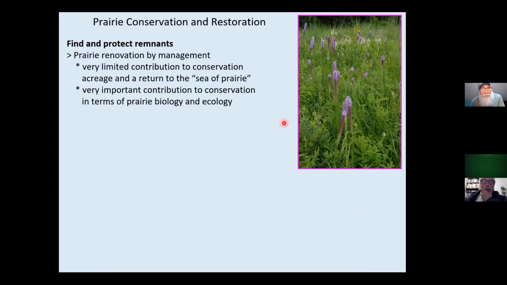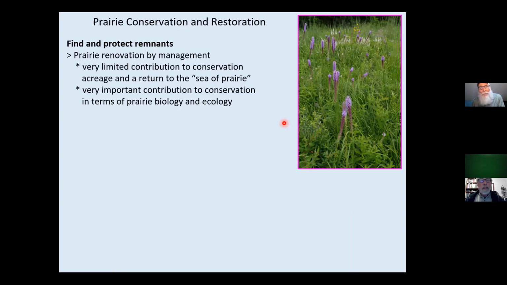But that wasn't done. So we are at this state now, prairie conservation and restoration. What do we do about that? Well, certainly the most important thing, without a doubt, is finding and protecting whatever remnants we still have and can find. Those are the real thing, and they give us the model that we need in order to do a good job in reconstructing prairie, which is going to be the next thing.